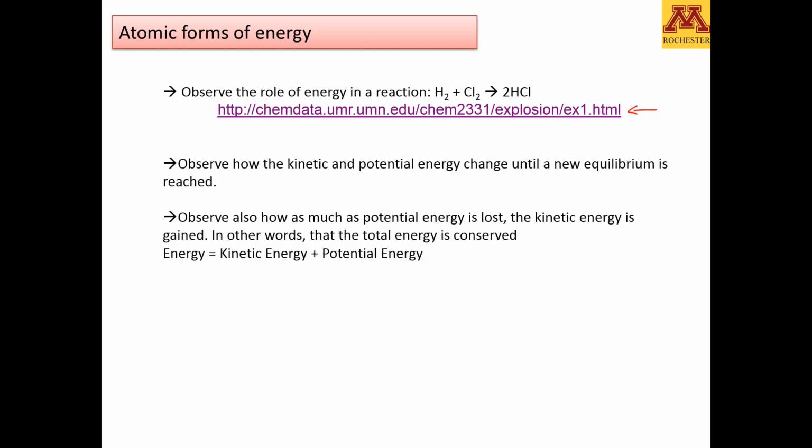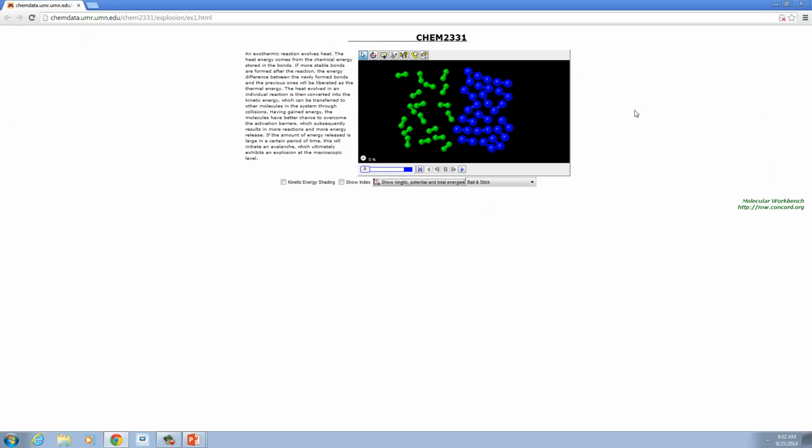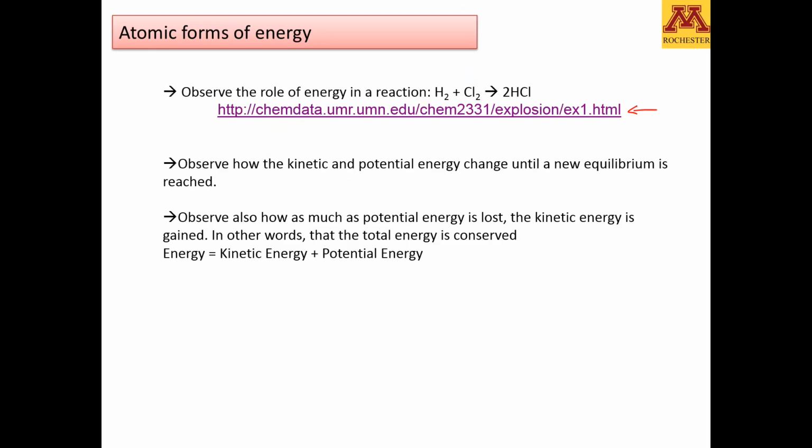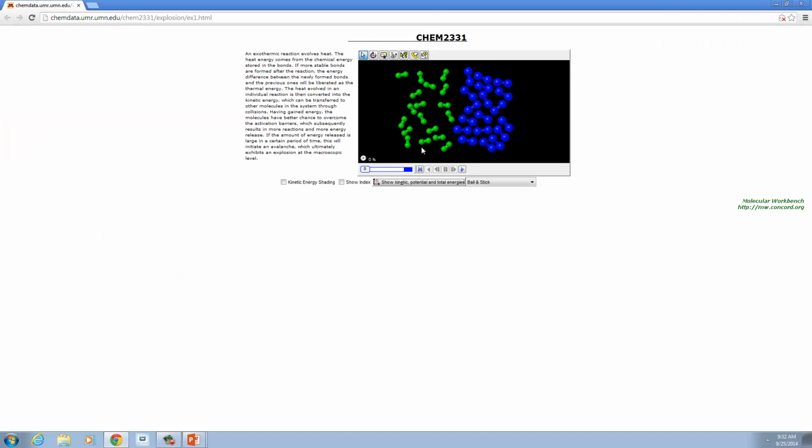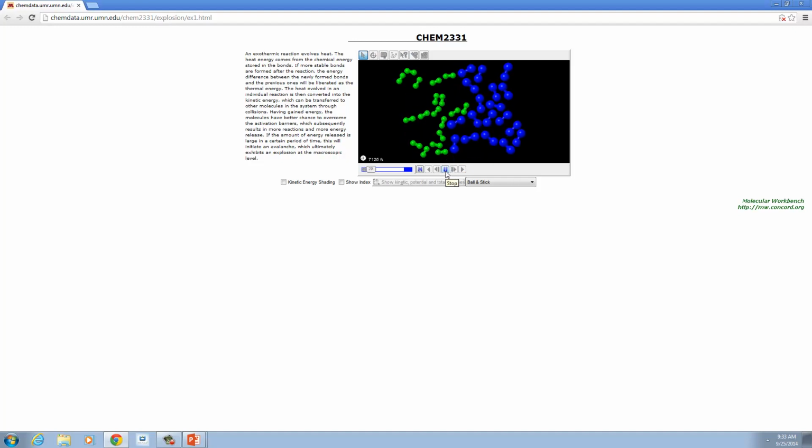So I'm going to click on this link and it will lead to a simulation, and it's important to see that this simulation is, as the PowerPoint said, just a chemical reaction when hydrogen and chlorine react to form two molecules of hydrochloric acid. Well, in this case it would be hydrogen chloride because it's gas. So what does that look like? First, the green ones are hydrogen, the blue ones are chlorine. As they start moving, they start shoving each other.